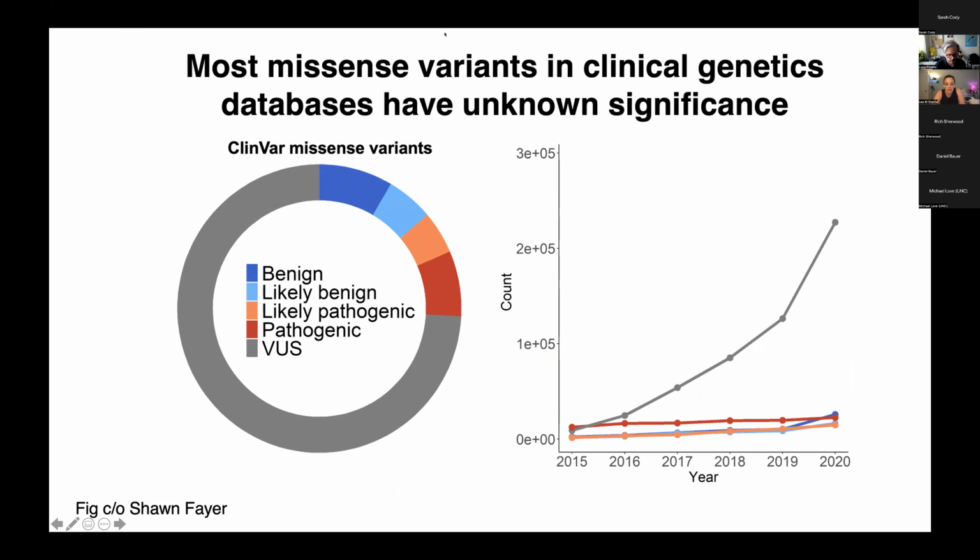However, if you look at these missense variants in the clinical genetics database, ClinVar, you see that most of these variants are of uncertain significance. Many of them are rare, and there's just not enough evidence to interpret them as either pathogenic or benign. They're in this limbo space called variants of uncertain significance, or VUS, and they can't be used to guide treatment. This is a problem that's been growing over the years, as you can see with this gray line on the plot on the right.